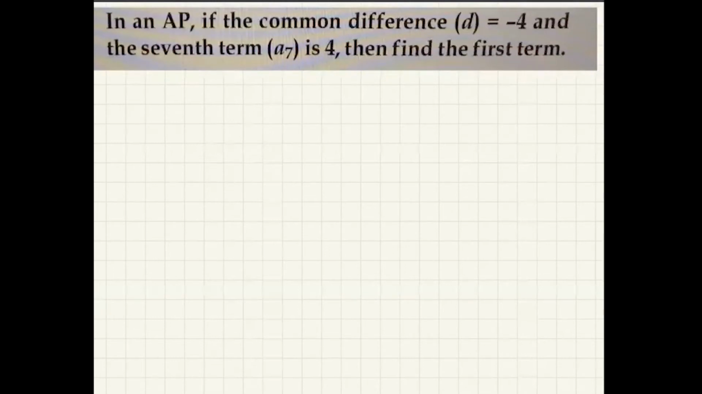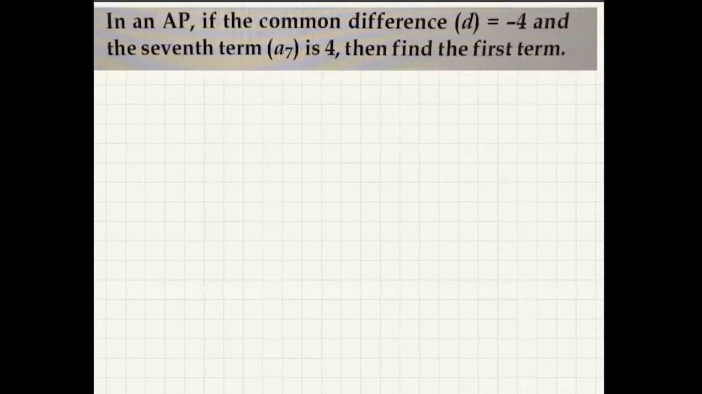Today we're going to discuss the 2018 CBSE exam paper. This is question 4 of section A, which came in the exam. Here you are asked that in an AP, if the common difference d equals -4 and the 7th term a7 is 4, then find the first term.